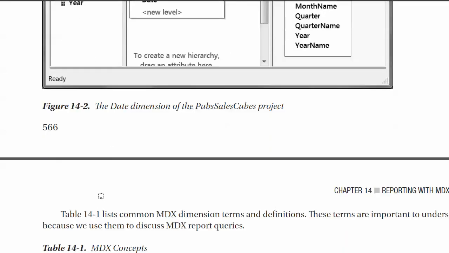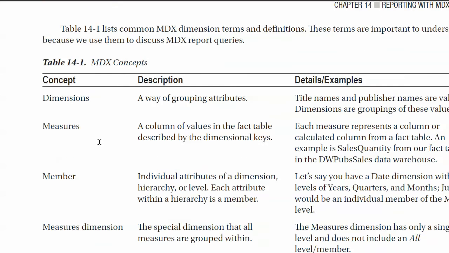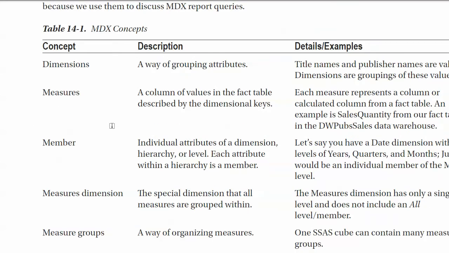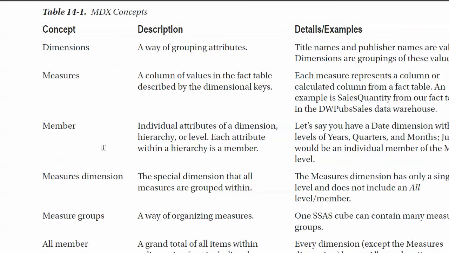When we start getting into working with MDX expressions, we've got concepts like dimensions, measures, and members. A dimension, of course, is a way of grouping attributes together, and measures are the values that you have in a fact table that you want to go through and query against. So I want to see the sales quantity or the inventory counts or how many times somebody came to a web page or service. That would all be something I'd measure.